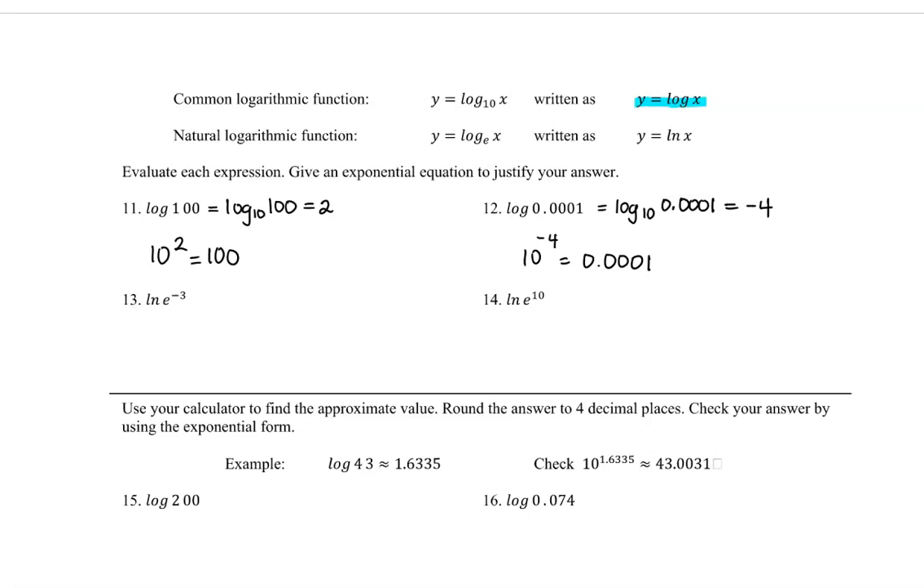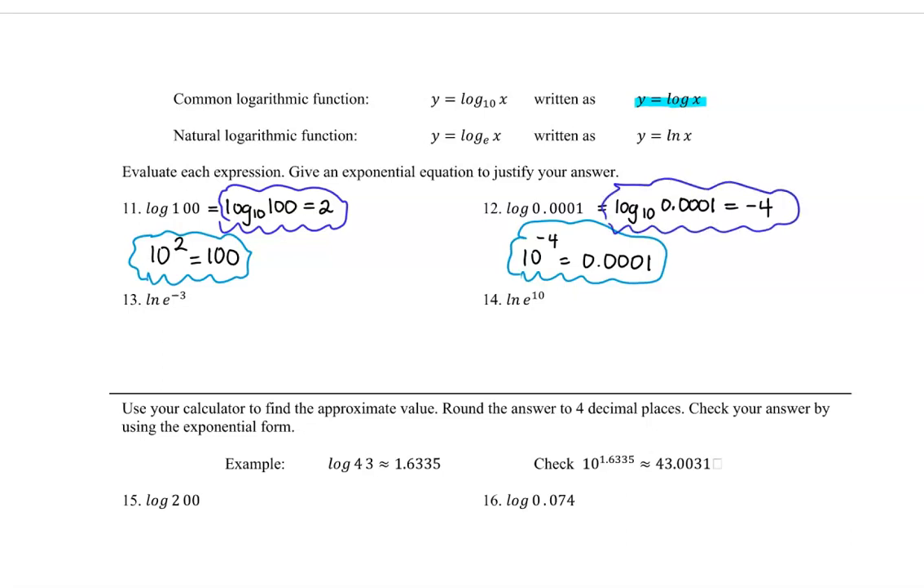So notice in both examples 11 and 12, we were able to evaluate a logarithm by using an exponential equation to justify our answer. Every time we write the answer for a logarithm, it is because that answer was the exponent that we were looking for. Examples 13 and 14 are a little bit different because we do not see log written out, we see ln. ln stands for natural log.